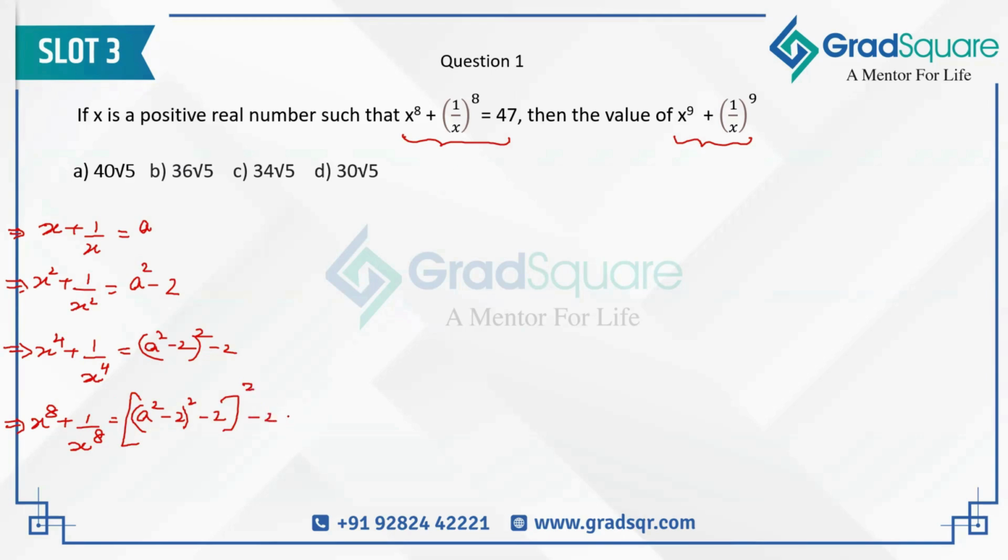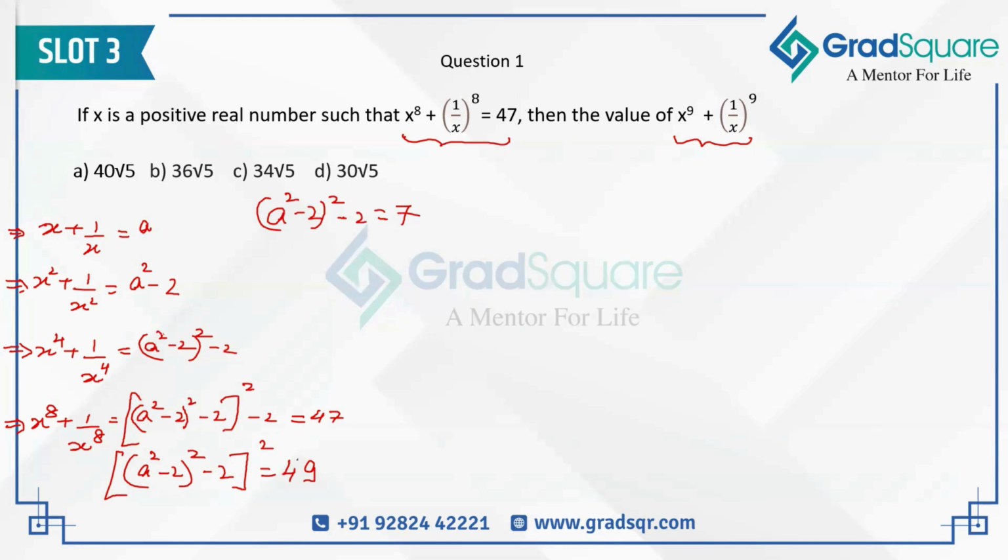This value is given to you as 47 in the question itself. So you are going to write a square minus of 2 whole square of this minus of 2 whole square of that to be equals to 49. This brings us to a simple situation where we get down to a square minus 2 whole square minus of 2 to be equals to 7.